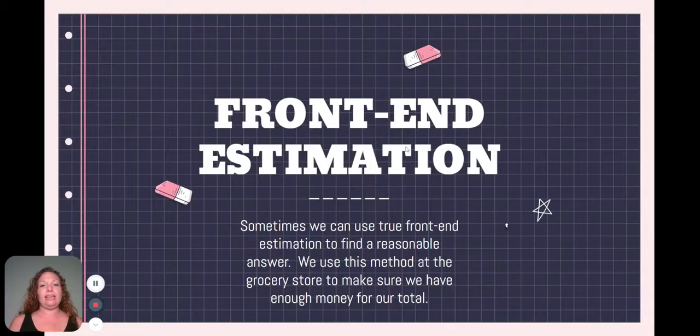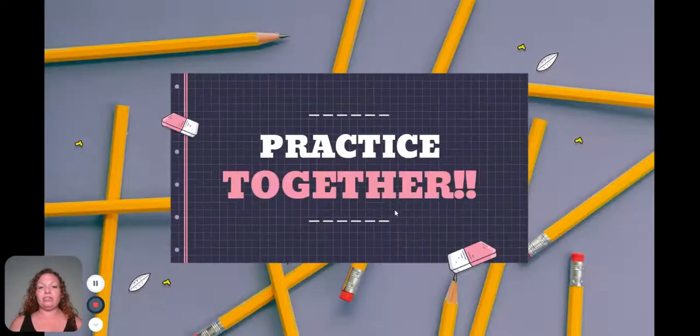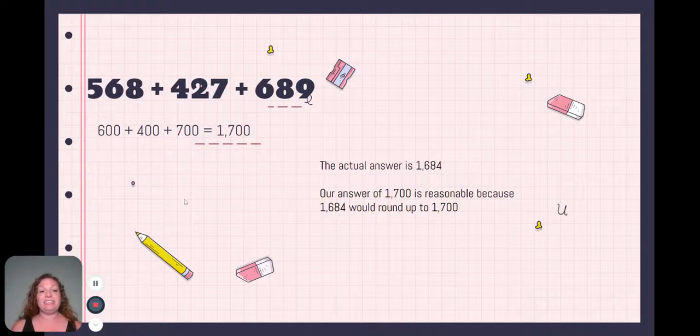Okay, so let's see. Front-end estimation is used, like I said, when you're maybe at the grocery store and you just need a reasonable answer. You don't need an exact answer. Okay, we're going to practice a couple of these together. I have everything written. You don't have to do any work. I don't even want you to think. I just want you to listen.